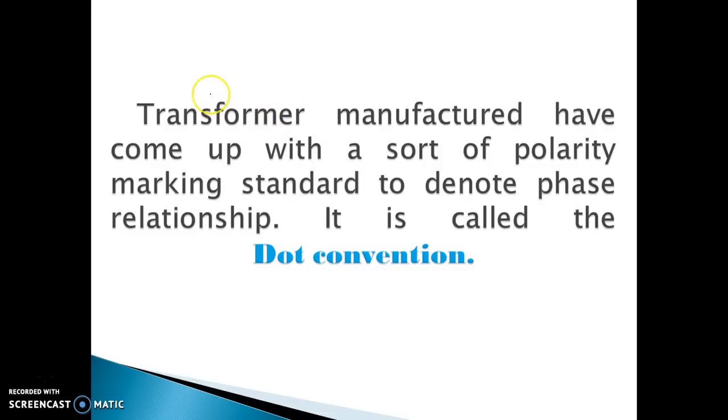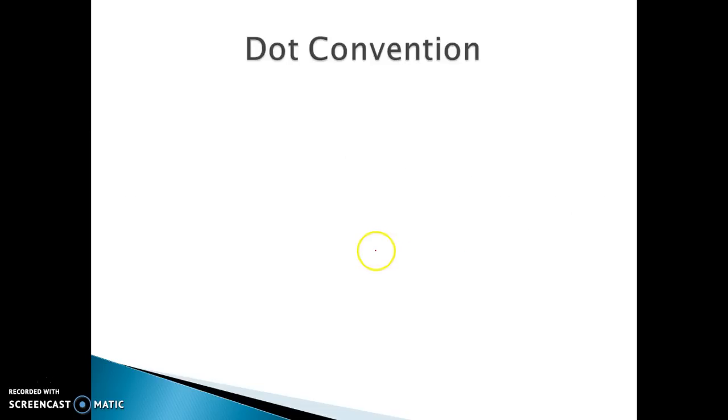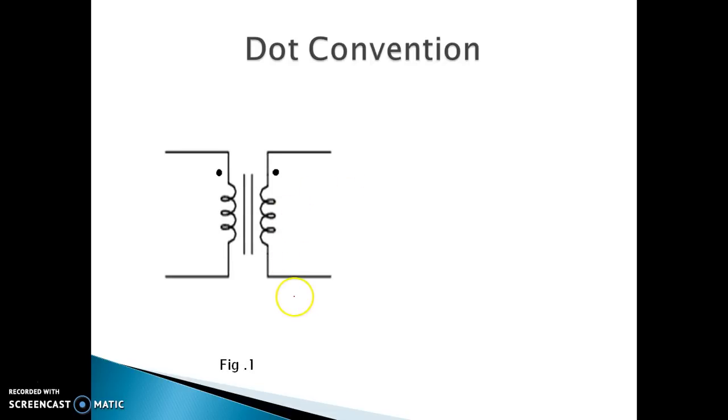So there is one practical concern that comes up. Transformer manufacturers have come up with a sort of polarity marking standard to denote phase relationship. It is called the dot convention. It is very easy with the dot convention to know the polarity of the transformer. So let's see the dot convention of a two-winding transformer.